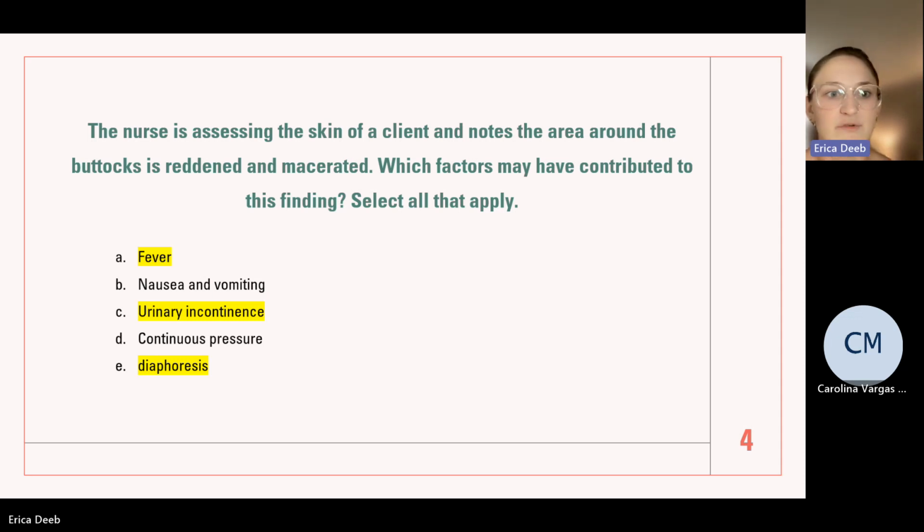And then continuous pressure, this would be a big risk factor for pressure ulcers, but not necessarily maceration. And then diaphoresis, again, that's sweating, so that's going to be moisture as well. So that can lead to maceration.